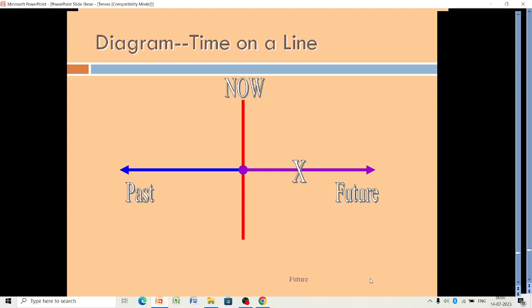The past, present and the future. Other English verb tenses. We'll see the meaning. The tenses are combinations of the tenses we have just reviewed.